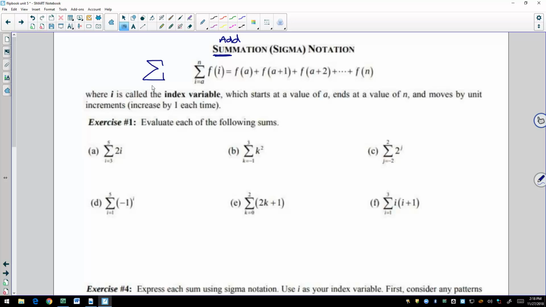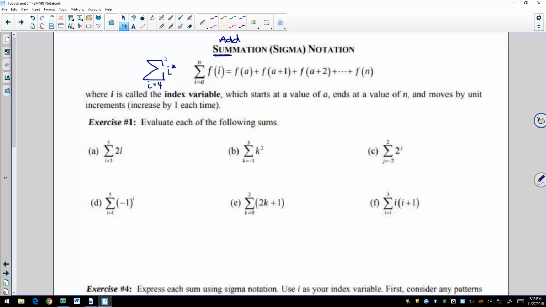At the bottom, so you always start by looking at the bottom first. It will tell you which variable you're using, and it will tell you what number to start with. So if it says I equals 4, that means you're going to start with the number 4 and plug in 4 first. And your equation will be over here next to the E. So if it was something like I squared, you'll do 4 squared.